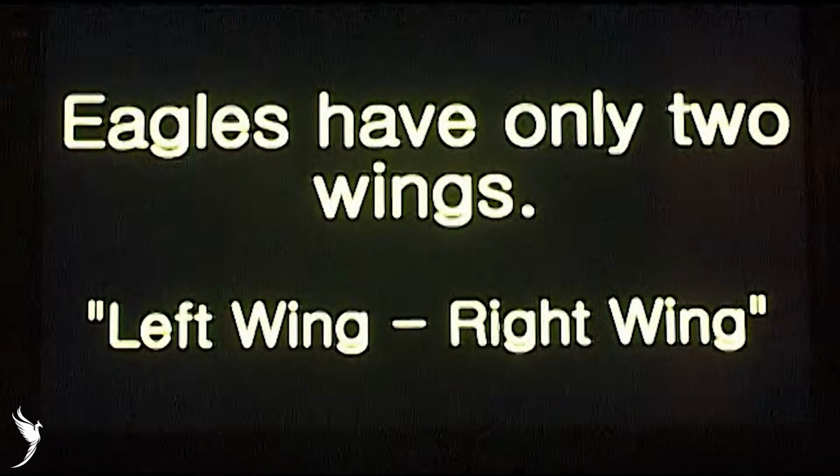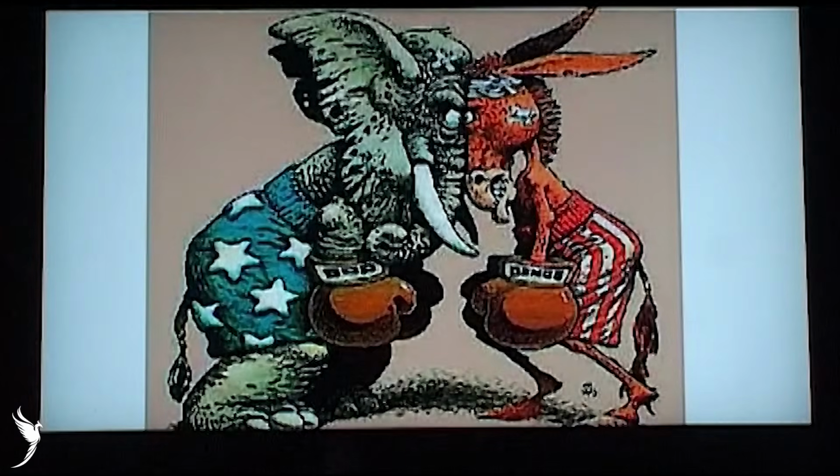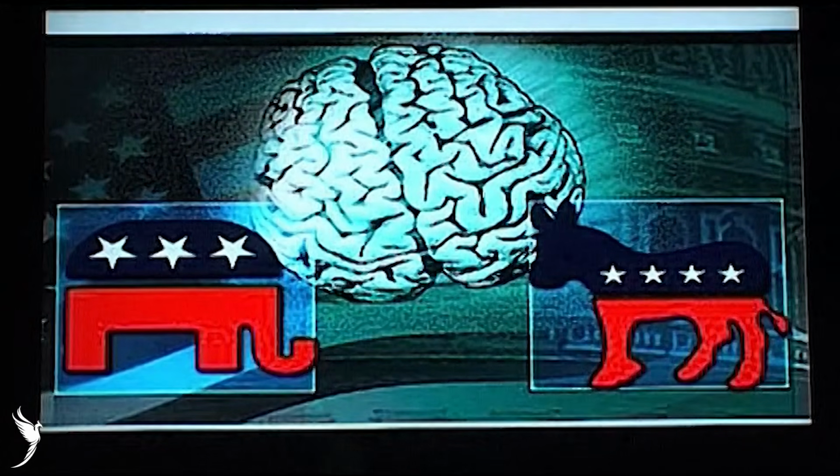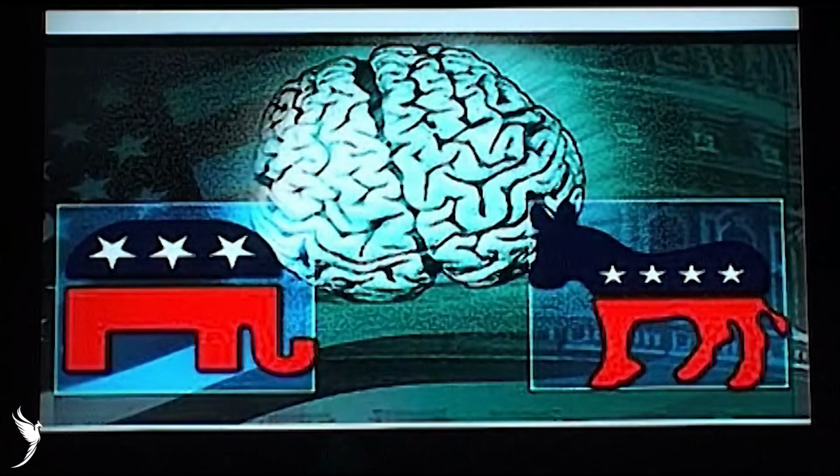Eagles have only two wings, left wing and right wing. That's why we have in America the sun order that controls America's politics has two wings. They're called left wing and right wing. And obviously, the left wing and right wing has to be controlled by a brain in the middle. That's your hands, both left hand and right hand, is controlled by one brain in the middle. So is the left wing and right wing of American politics is controlled by the same mind. Both sides are controlled by the same people.